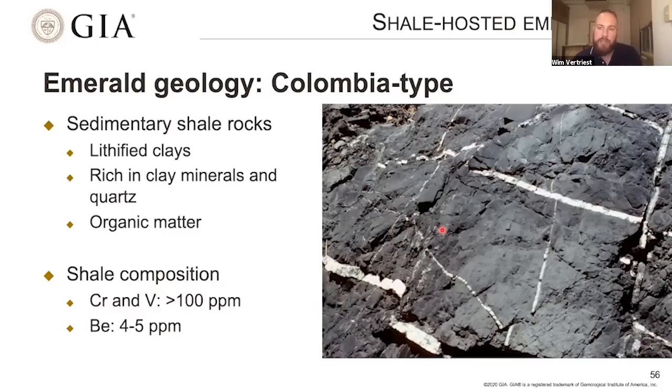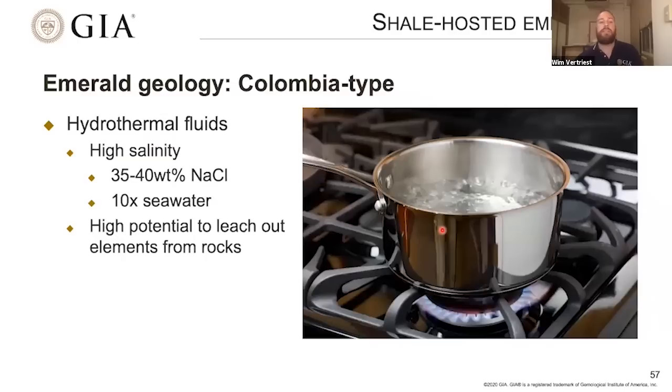Now, thank God for us, something is happening with those rocks. There is a hydrothermal fluid that moves through those rocks. So what is a hydrothermal fluid? It's a fluid at higher temperatures. I think in the case of Colombia, it's 300 to 400 degrees. Because it is at that pressure, it doesn't boil, so it still behaves as a fluid, but it has a very high salinity. So there's like 35 to 40 weight% of it is dissolved salts. That's about 10 times as salty as seawater.